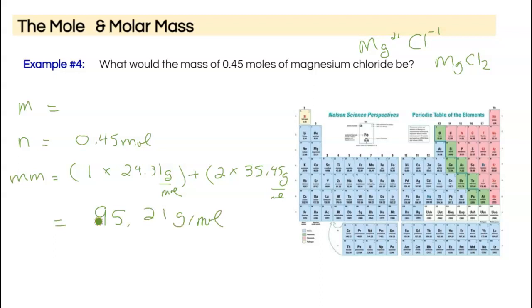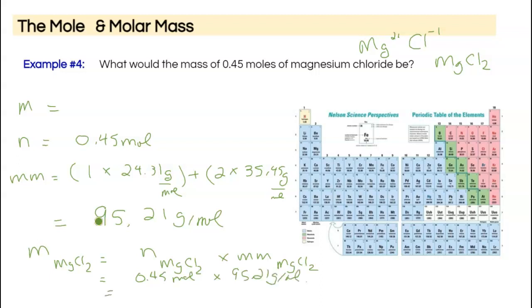So the only real add-on here is that the molar mass of a compound needs to be calculated before I can figure out the mass of that compound, right? But I'm going to follow the same steps as I did before, right? My mass, in this case of MgCl2, is going to be equal to my number of moles of that substance times the molar mass of that substance. Okay, so in this case, I've got 0.45 moles times that 95.21 grams per mole. You see the units cancel out beautifully.